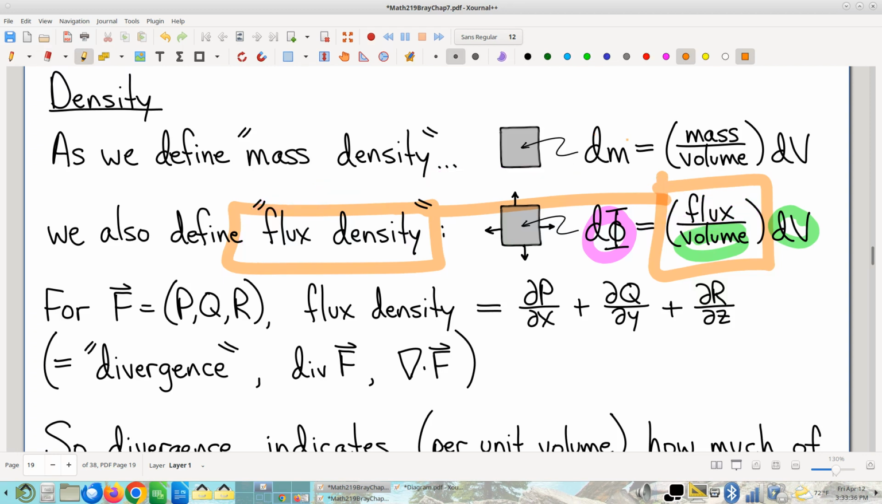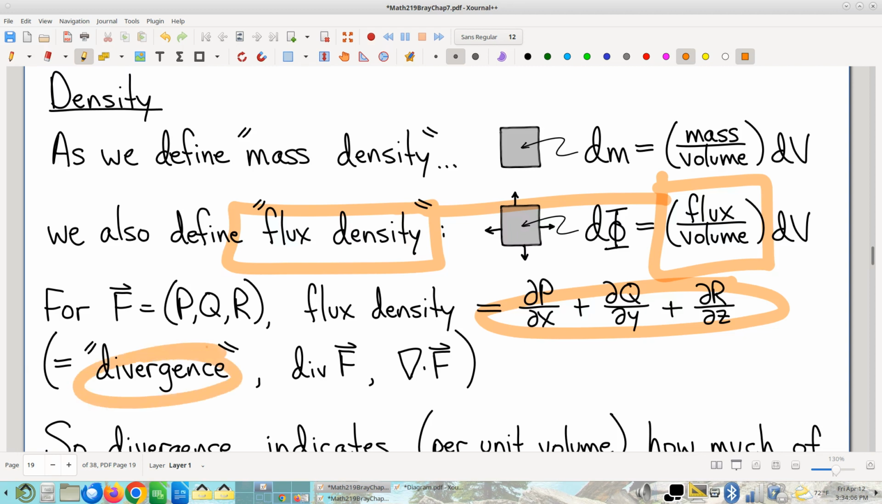Now that said, other things to say about flux density. We have a formula for computing it. Here it is. That thing right there. Nice handy-dandy little formula. Notice it's computed out of the coordinates of the vector field. Right? Whatever vector field we're talking about, it has coordinates P, Q, R. Here's your formula for flux density. By the way, you may recognize that formula. We saw exactly this formula back in Chapter 3. In Chapter 3, we were calling it divergence. Right? Well, that's what divergence is.